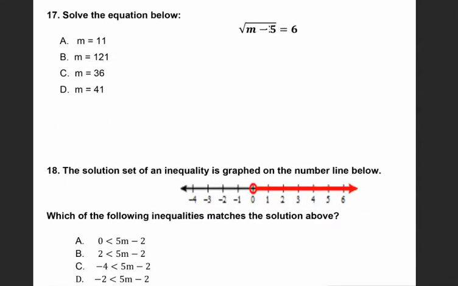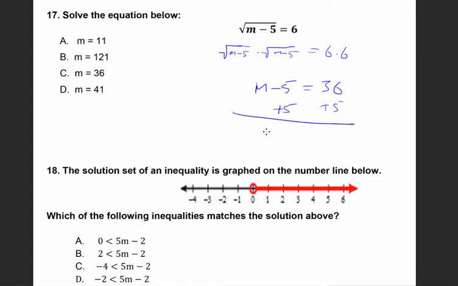17, we need to solve for m. And I see this square root sign here. I know that the inverse operation of square root is to square both sides. So I'm going to multiply this side by itself. Square root of m minus 5 times the square root of m minus 5 is equal to 6 times 6. And this gives me m minus 5 is equal to 36. And then I can add 5 to both sides. I get m equals 41. D.